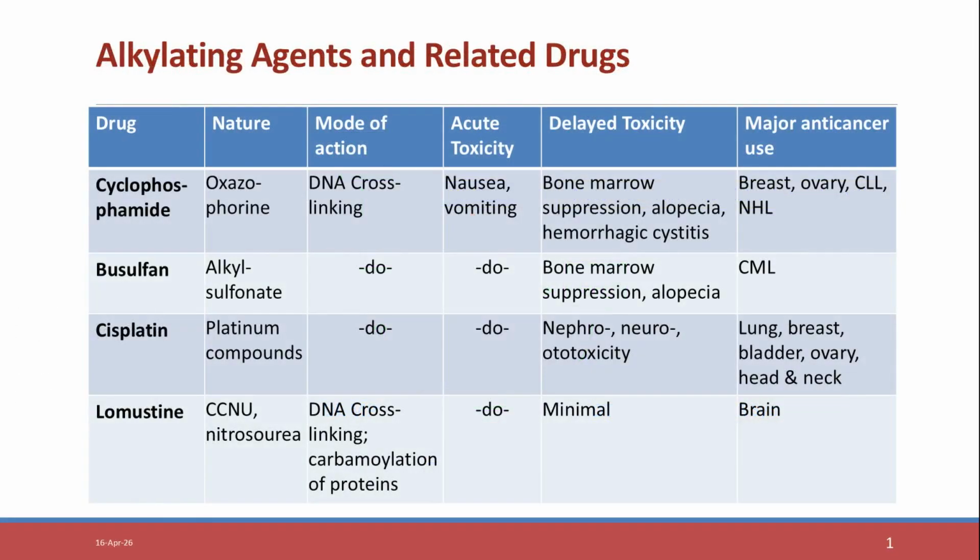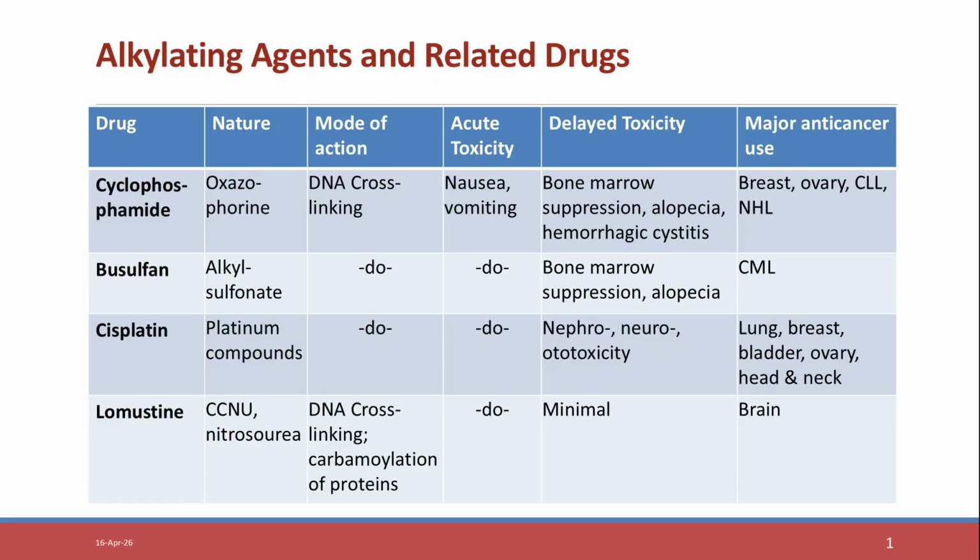Alkylating agents are a widely used drug class. These drugs form cross-links in DNA, preventing replication and transcription. They are cell cycle non-specific and effective in aggressive and indolent tumors. However, there are serious side effects, both immediate and delayed.